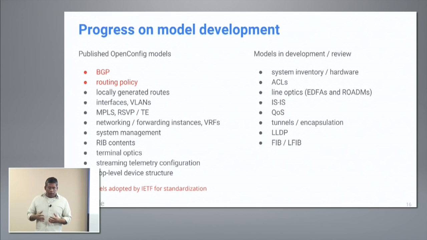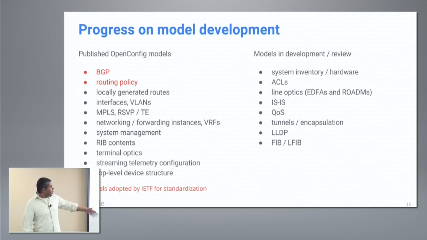Then we have models for other routing sorts of things. MPLS and traffic engineering is key to a lot of operators here. Someone mentioned that they're interested in getting more information out of routing tables, so we have a model for RIB contents. We're working on one for FIB and LFIB. We also have a model for how you configure streaming telemetry on devices. So that requires configuration, setting up the subscriptions that you want, what are the data feeds or the paths of the data model that you want to receive at what frequency. We've also started doing models for optical transport, so we have a model for terminal optics as well.